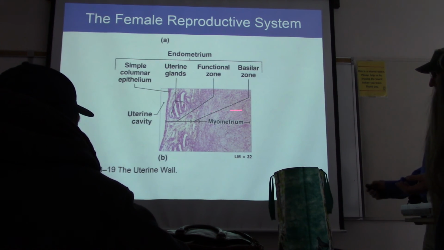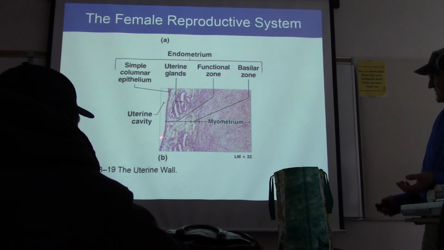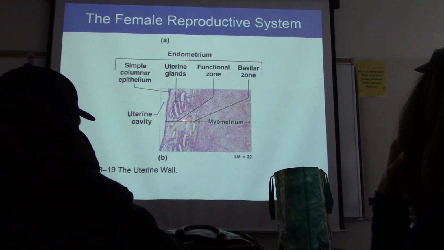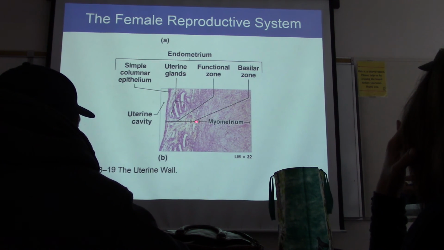So this is the endometrium. This is the inner surface of it. Most of the wall, of course, is myometrium, is muscle. In here, this is kind of the functional zone. This is the basilar zone, the base. This kind of stays with you from month to month. The functional zone is what comes and goes.